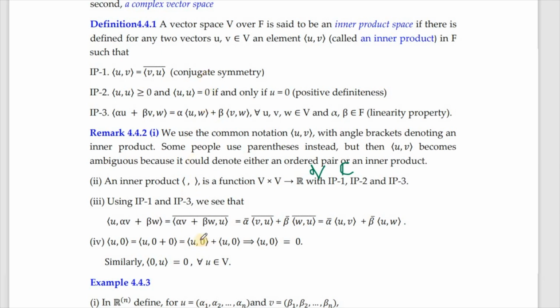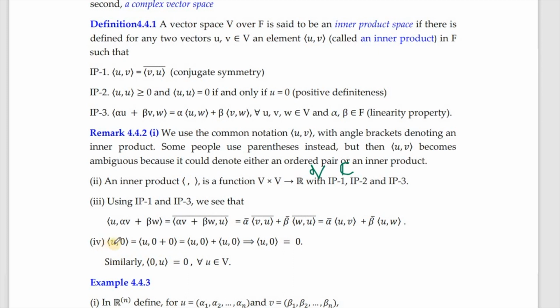Now by conjugate symmetry, you can rewrite it like this. Then you can make use of the linearity property so that you have this. Ultimately you have the conjugate of inner product of v, u, by again IP1, to be this. So this is how we write it. When alpha and beta are in the second place, when you take them out, they will come out with conjugates.